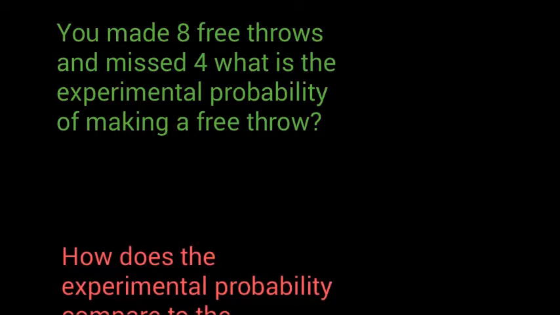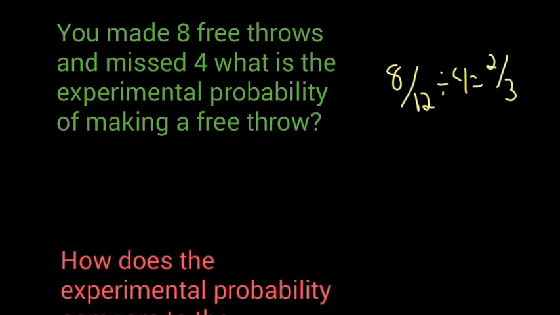Alright, so you made 8 free throws and missed 4. What is the experimental probability of making a free throw? So we made 8 out of a total of 8 plus 4, which is 12 shots. So 8 out of 12. I can reduce that by a factor of 4 to get 2/3. So your probability of making a free throw is 2/3.